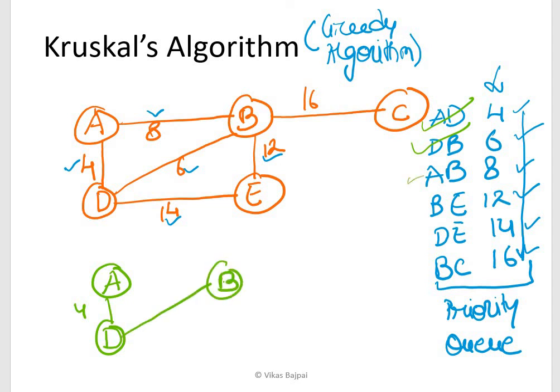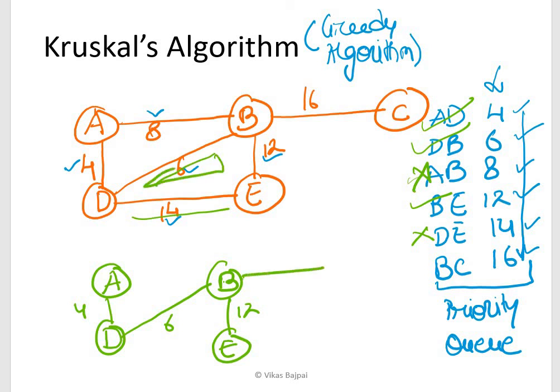Now next is your AB, but I cannot add AB because it is forming a closed cycle. So I cannot add this. Next is BE. Yes, I can go ahead with BE, and this weight is 12. So I'm good with this. DE. Now DE I cannot add once again because it is forming a loop here. See, closed circle. So now I'm left with BC. So this is what I'm getting as BC.